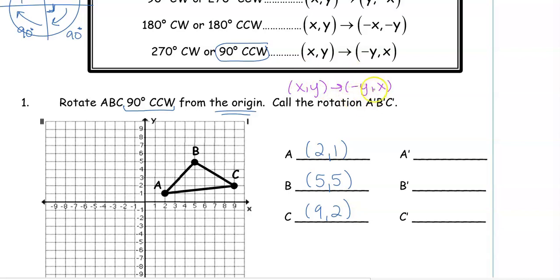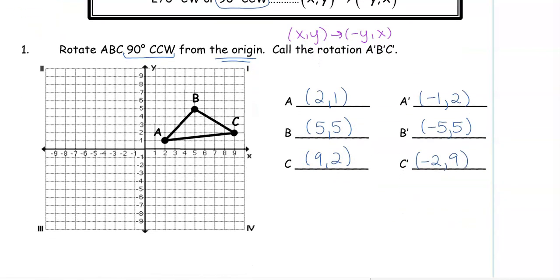What this tells me is I want to move the y first and then negate it. So since my y is a 1, I'm going to negate that and make it a negative 1, and then I just move the x to the second spot. For my B value, again, we're moving the y from the second position to the first position, and we negate it. So since my y was a positive 5, it's going to become a negative 5. The x just moves from the first spot to the second spot. The 9 and 2, we move the y first and do the negating, and then the x just moves second and stays the way it is.